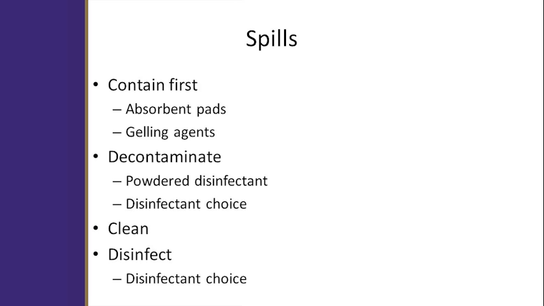Next thing you want to do, decontaminate. And this isn't always very well quantified or in our SOPs. We've got to make sure. You can't just use the absorbent pads and then pick them up and assume it's fine, right? Best practice, you're going to decontaminate with some type of powder disinfectant or use a liquid disinfectant that's going to be compatible with your absorbent pads and gelling agents. After that, you've got to remove the hazard, clean the system, and then disinfect.